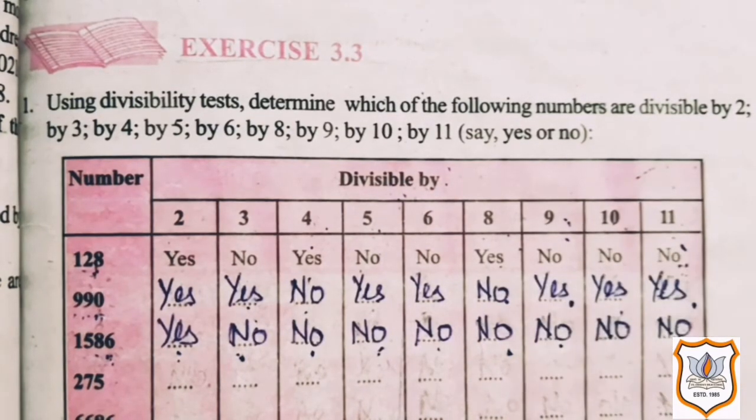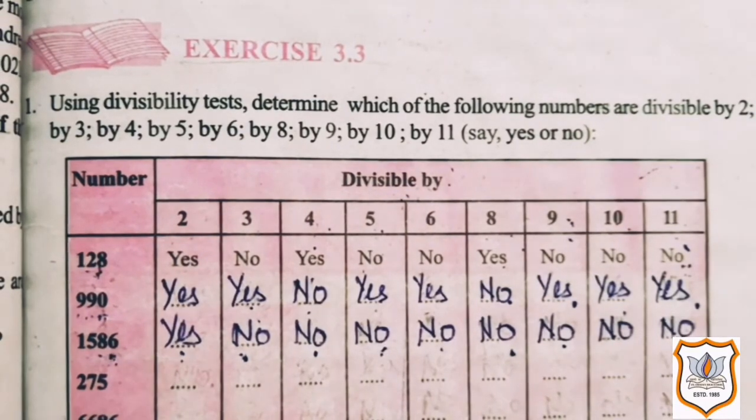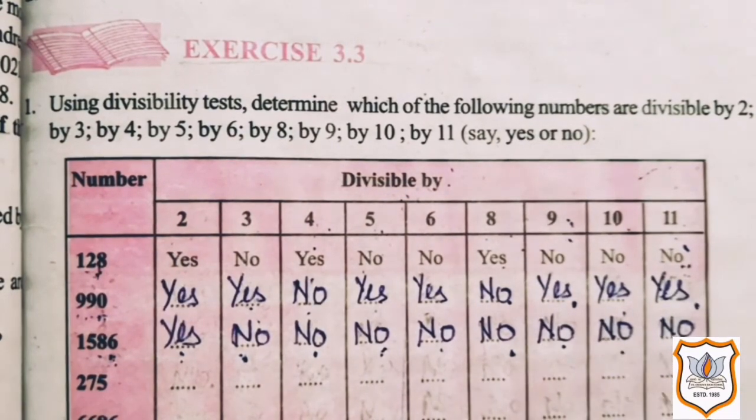Divisible by 10. If the unit digit of the number is 0, then only the number is divisible by 10. Here the unit digit is 6, so the number is not divisible by 10. We will write no over here.